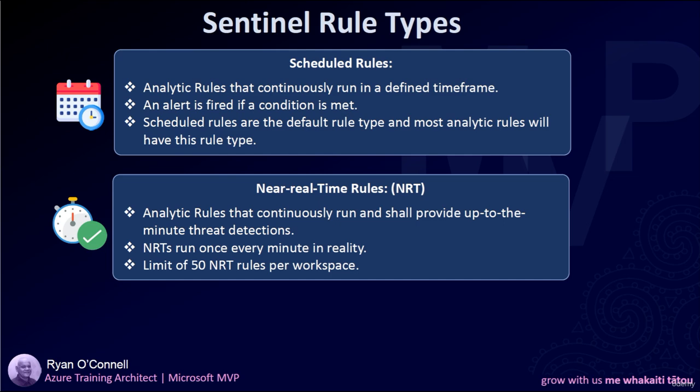Of course, we have the near real-time rule or NRT rule, which continuously runs and shall provide up-to-date, minute threat detections. The NRTs, once run, run every minute in your environment. However, there is a limit of 50 NRT rules per workspace.